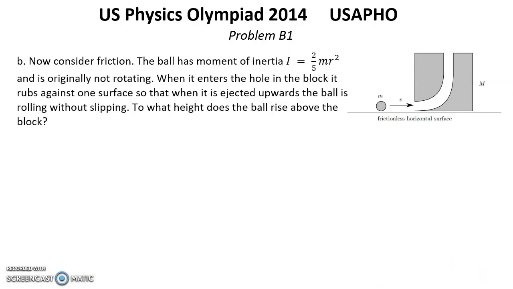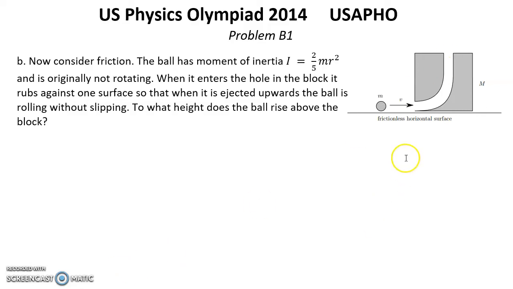Question B. Now we have a motion with friction, and the main thing here is that when the ball enters this block, it's not rotating. It means that we have kinetic friction between ball and block, and the ball's velocity starts to decrease due to friction, and also it starts to rotate due to friction. And finally, when this ball leaves the block, it rolls without slipping, and this is an important point. We can use it.